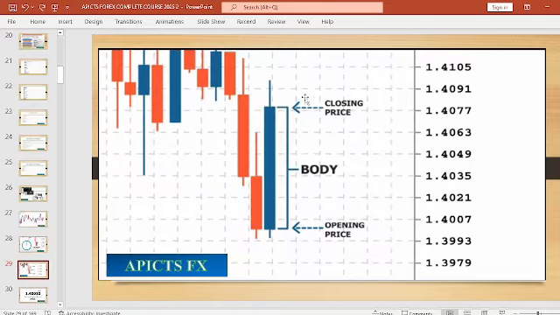The closing price, the opening price, the filled part of the candlestick is called the body. The lower part is called the wick. The fifth part of the candlestick is called the body, and from here to here is the body. The price opens here and closed in this place. It's a bullish candle because the closing price is higher than the opening price.